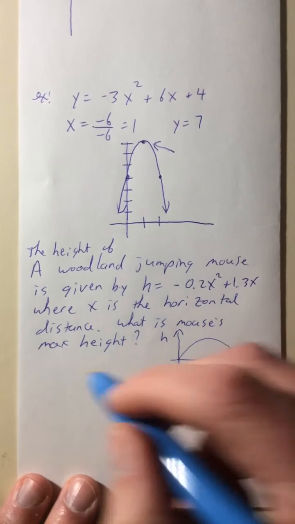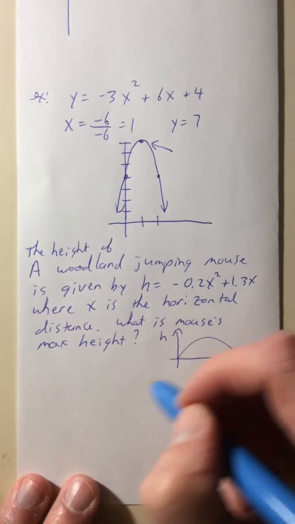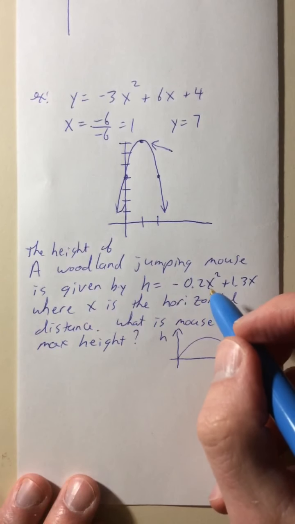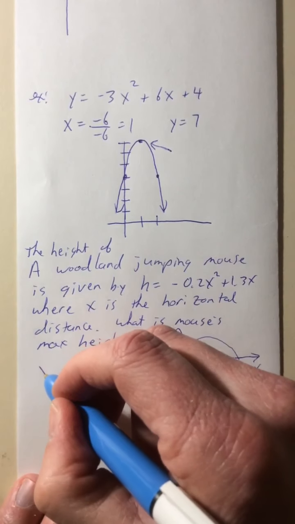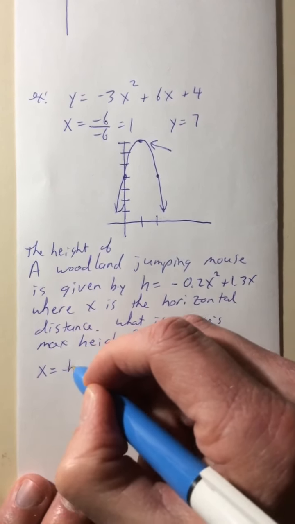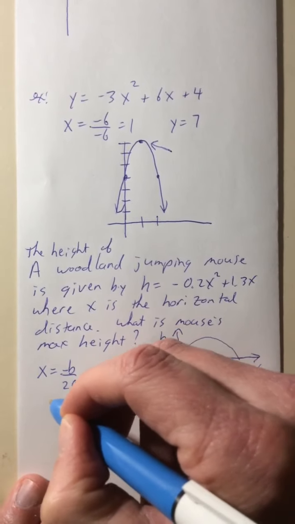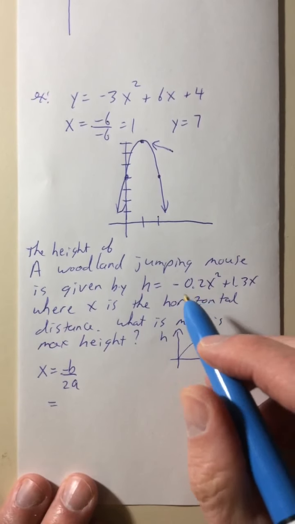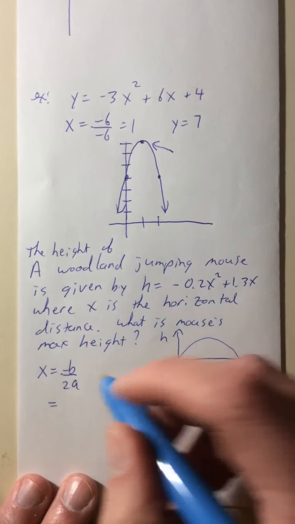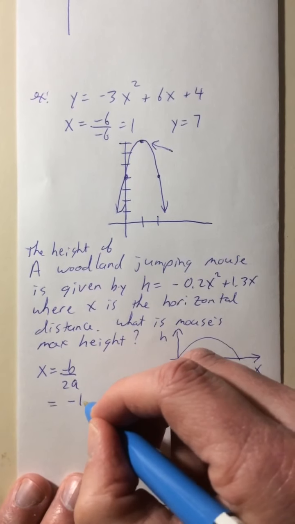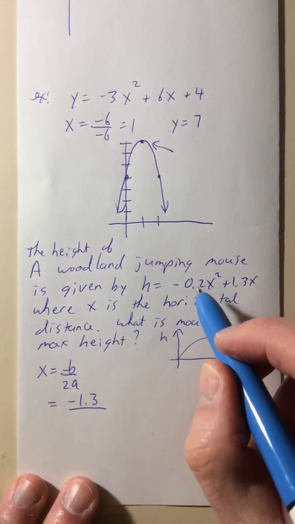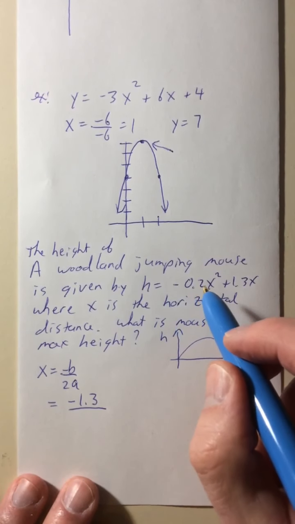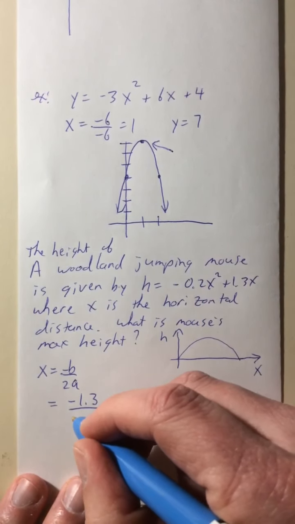Okay, so we want to find out how high the mouse has jumped. So we are going to find the maximum, which is going to be where the vertex is. So again, it's x equals negative b over 2a. In this case, b is 1.3, so it's going to be negative 1.3 over 2 times a. Well, a is negative 0.2. Double that, that's negative 0.4.